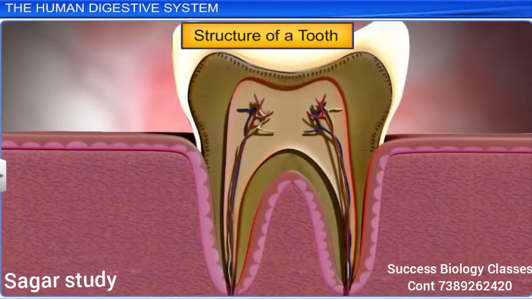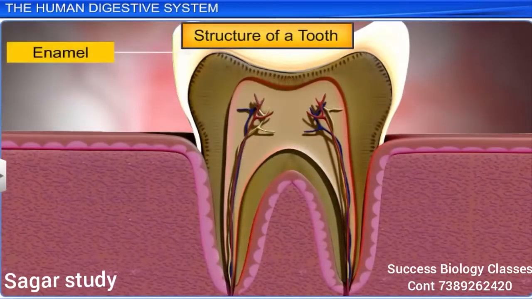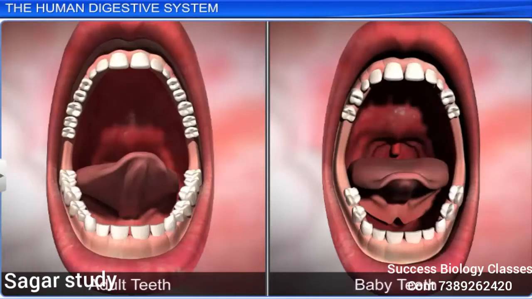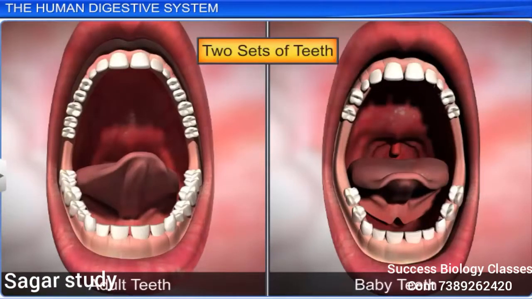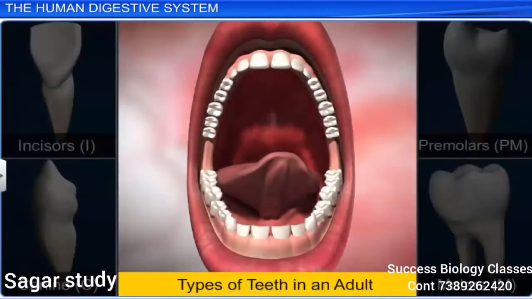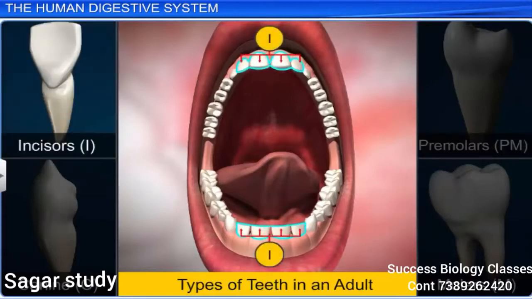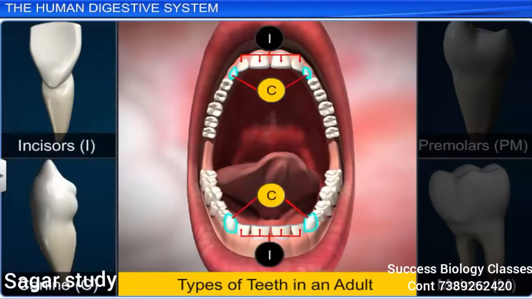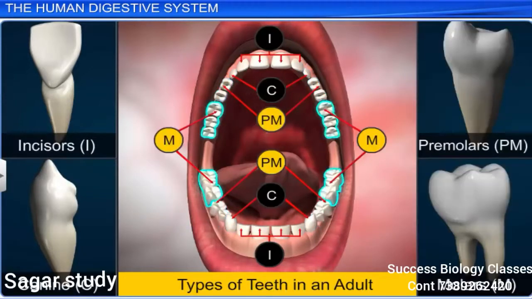The hard, chewing surface of the tooth, made up of enamel, helps in chewing and breaking down of food. Interestingly, human beings develop two sets of teeth during their lifetime and are hence known as diphyodont. The permanent teeth in adults are of four types. Incisors represented by I, canines represented by C, premolars and molars represented by PM and M respectively.